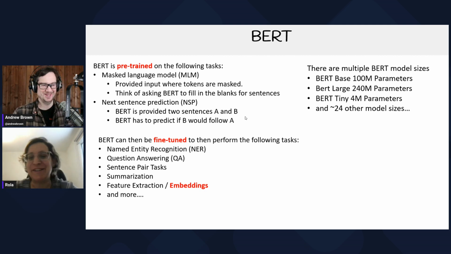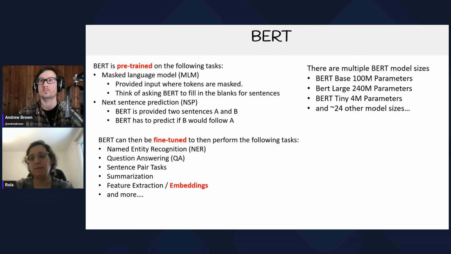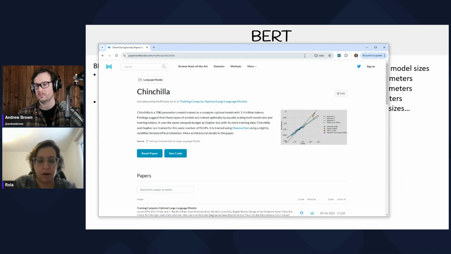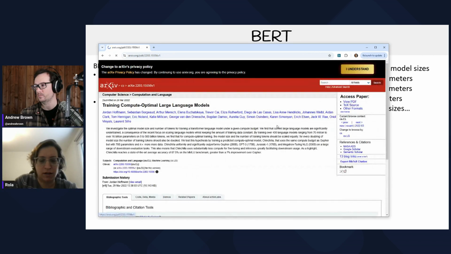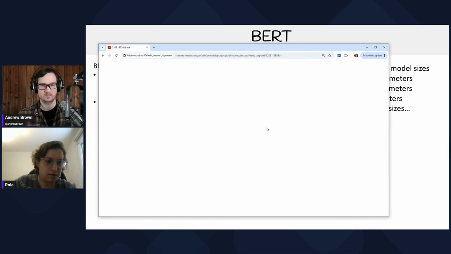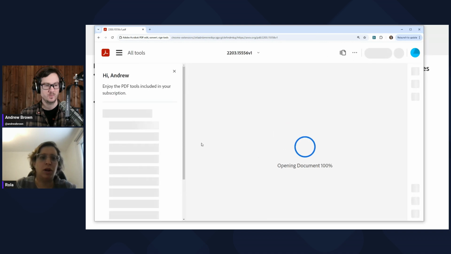There's a really good paper that came out called the Chinchilla paper. I don't know if you've heard about that one. Nope. Okay, so the Chinchilla paper looks at optimizing the model sizes versus the data versus the compute. Some really cool things came out of that paper. It really looked at the relationship between the model size, the data set size, and the compute resources required.